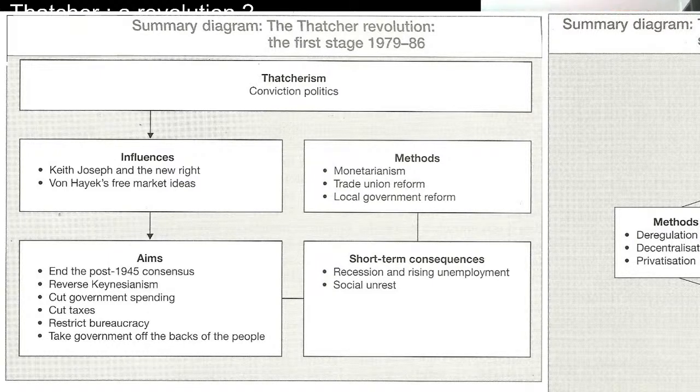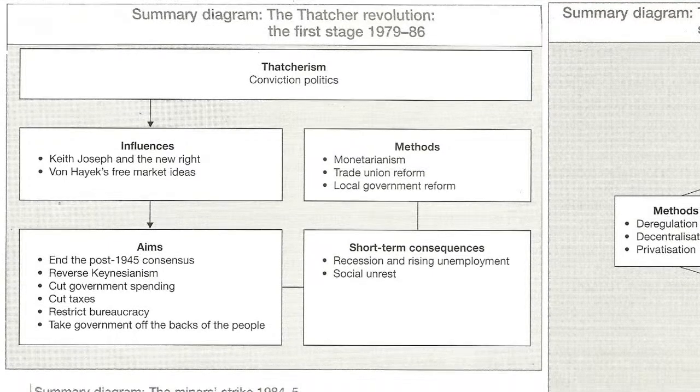She campaigned to end the consensus that had been established by the Labour. She was opposed to Keynesianism because she thought Keynesian policies were too expensive. She wanted to cut government spending. And as you know, the problem with government spending is that it includes the welfare state. So, of course, that means you have to be ready to be unpopular. And as you could see at the beginning of this class, she became unpopular at some point.